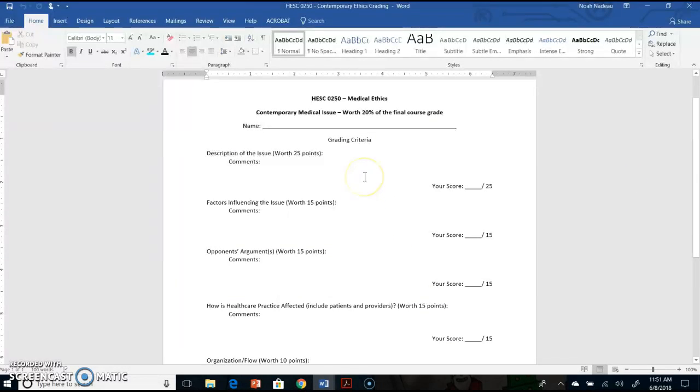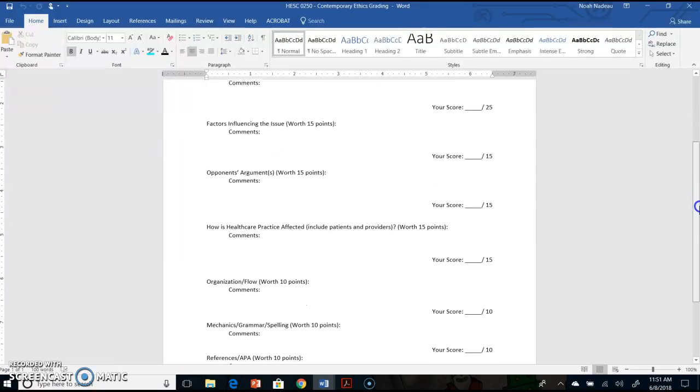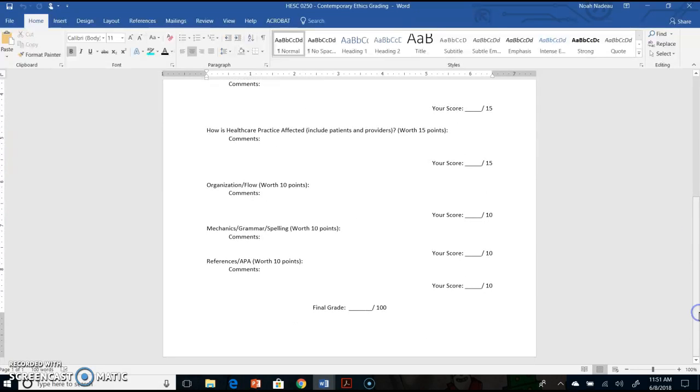So the description of the issue is worth 25 points. The factors influencing the issue, so, we've talked about these, 15 points. The rhetoric on both sides, worth 15 points. How is healthcare impacted, worth 15 points. The organization and flow, 10 points. Mechanics and grammar, 10 points. And references are worth 10 points.